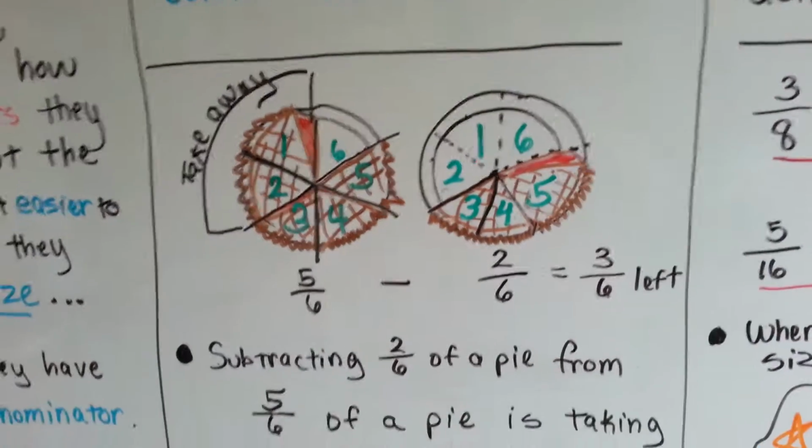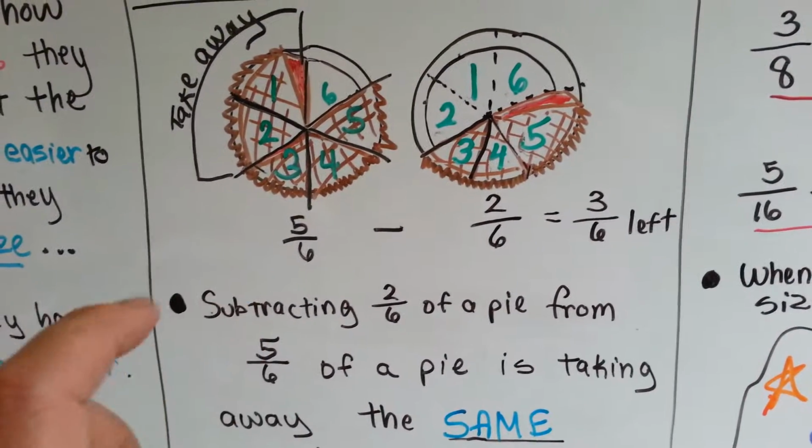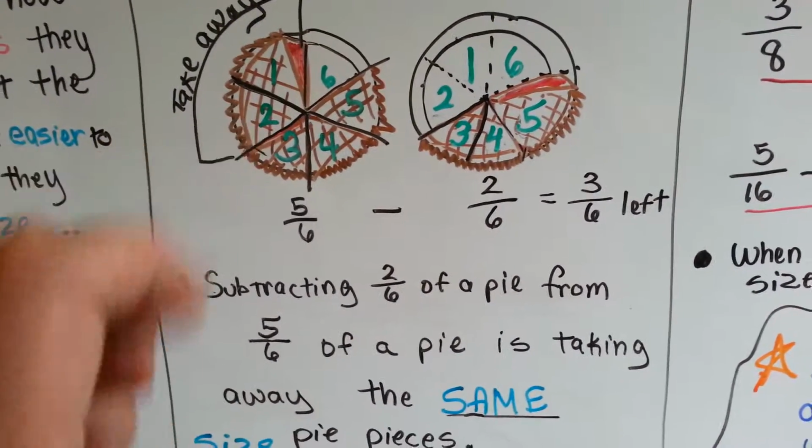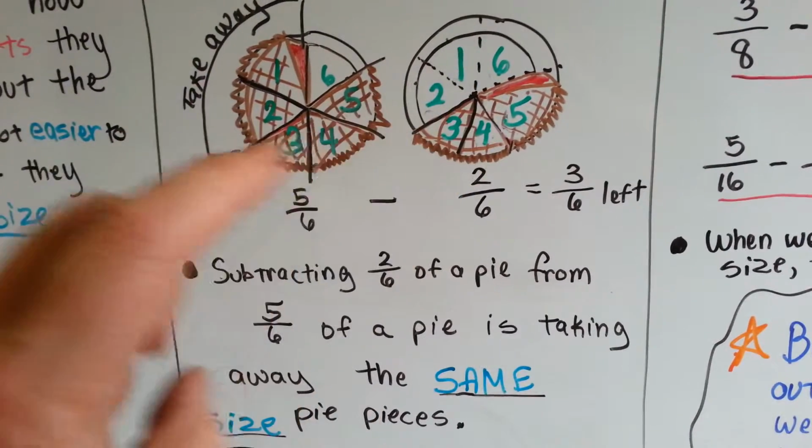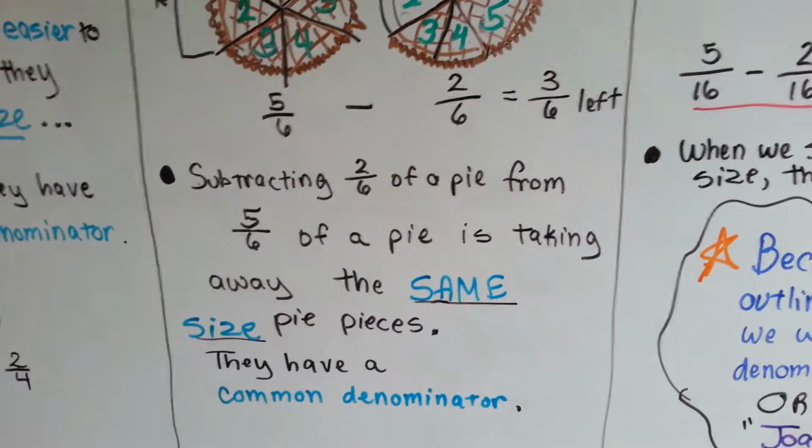See? Subtracting 2/6 of a pie from the 5/6 of a pie is taking away the same size pie pieces. They have a common denominator. They're the same size, okay?